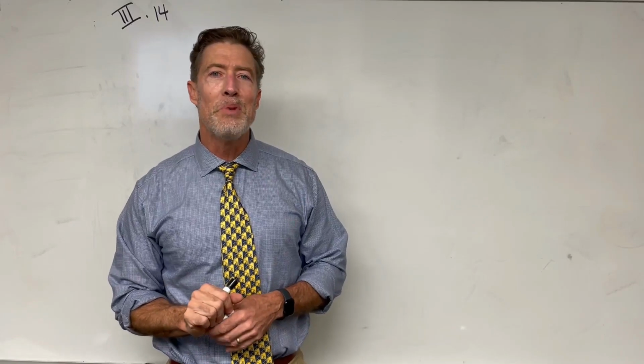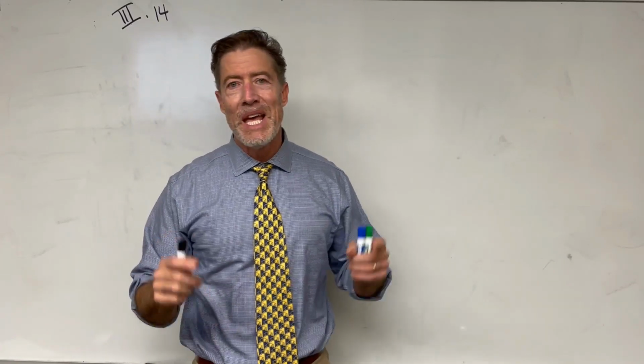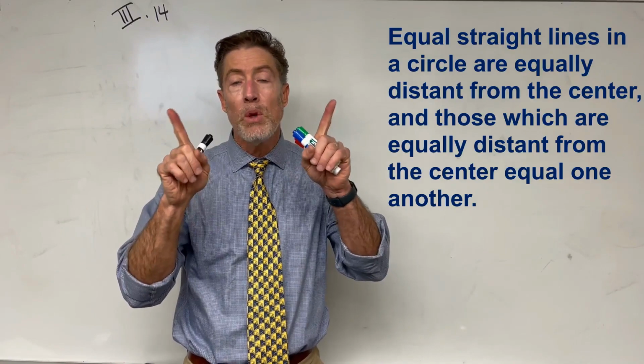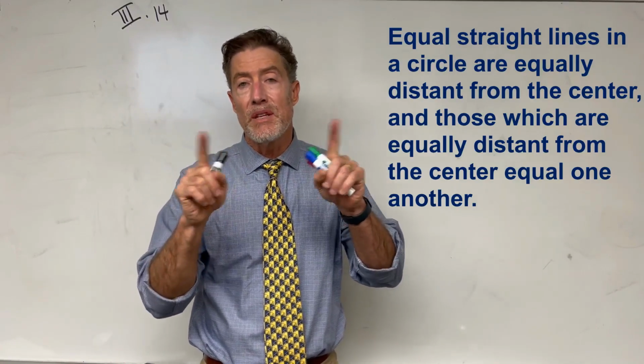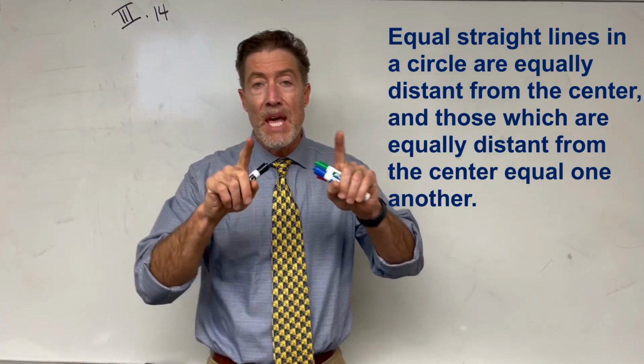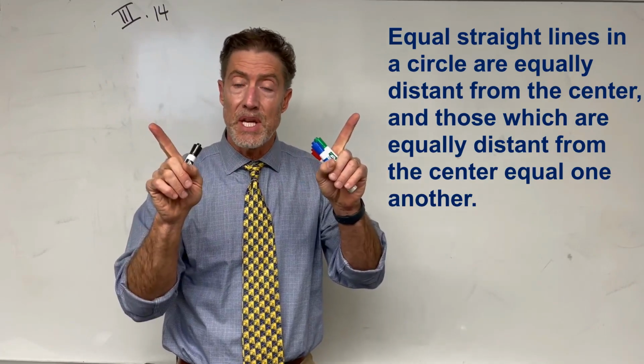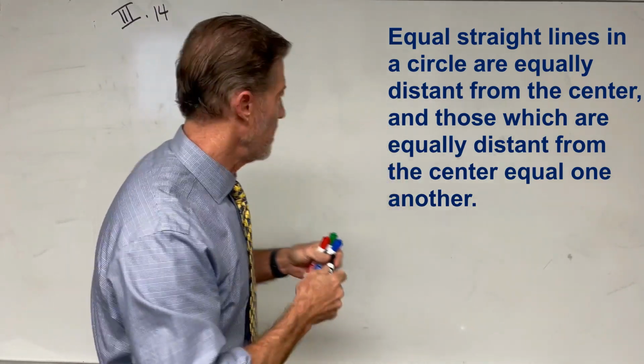Euclid's Elements, Book 3, Proposition 14. In a circle, two equal lines are equally distant from the center. And conversely, if two lines are equally distant from the center, then they are equal to one another.